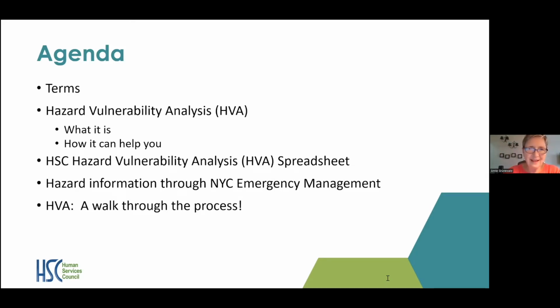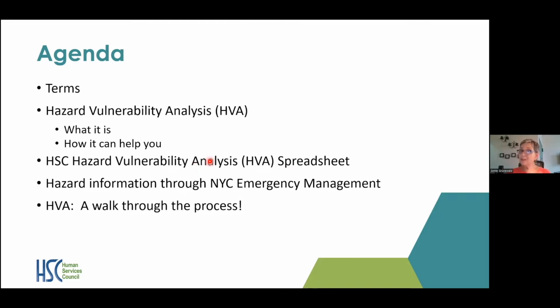Now let's focus on the task at hand. So what are we going to do today? We always like to talk about terms because we love our acronyms in emergency management, to get on the same page in terms of what things mean. And then we're going to talk about the process of conducting a hazard vulnerability analysis. What is it and how can it help your organization? Then we're going to look at a couple of tools. First is this hazard vulnerability analysis spreadsheet that we created specifically for you, meaning human services organizations in New York City.